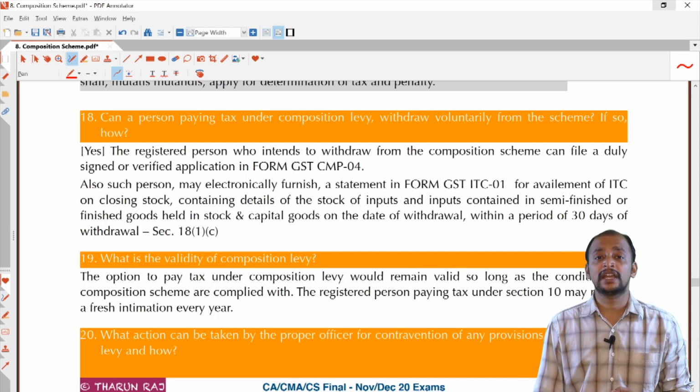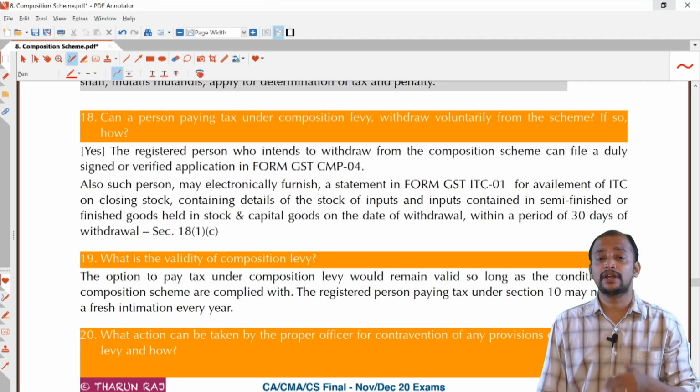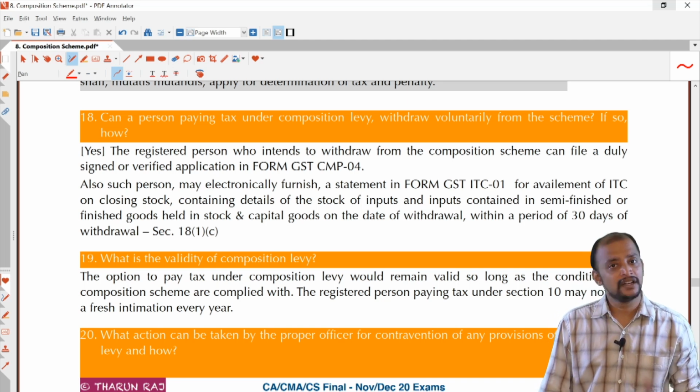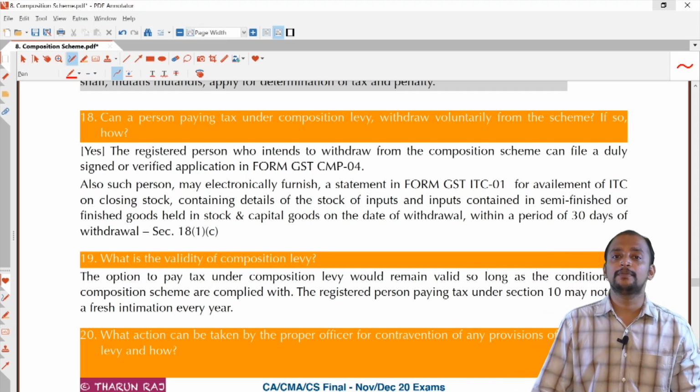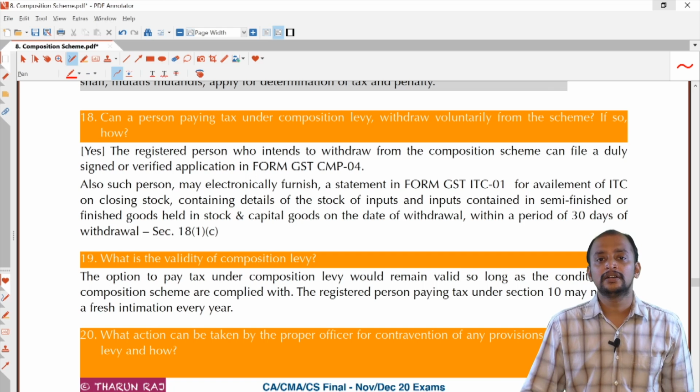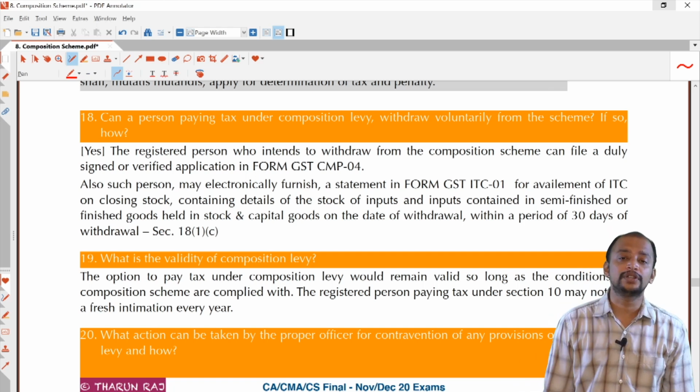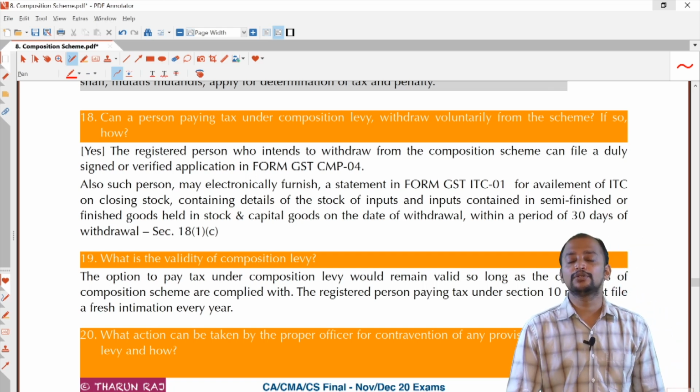I should not be making interstate supply, but that interstate supply is so tempting that I need to accept the offer, which means I need to come out of the composition scheme, or I need to make supplies through an e-commerce operator. Some good deal I got through Flipkart or Amazon and I want to do that, but I cannot make that because I am into the composition scheme.